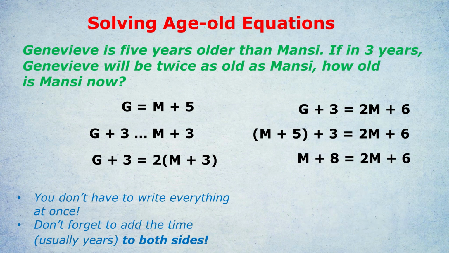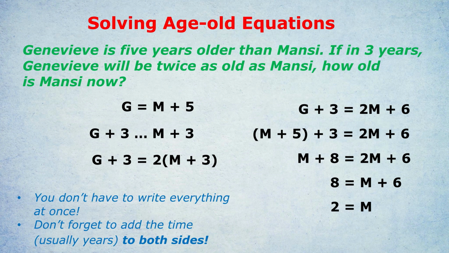At this point, I would subtract m from both sides. 8 equals 1m plus 6, and then take away 6 from both sides. So m equals 2. If the question had been asking how old is Genevieve, at this point I would have picked up that m equals 2 and placed it back into the first equation. So g, or Genevieve, equals 2 plus 5. So Genevieve is 7.